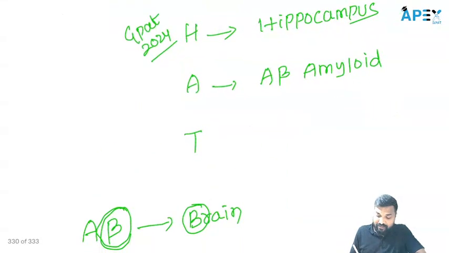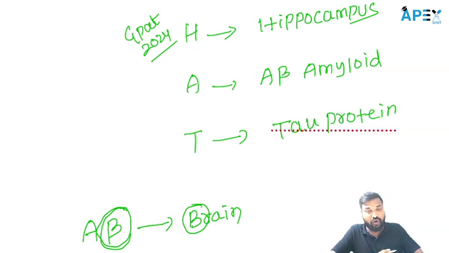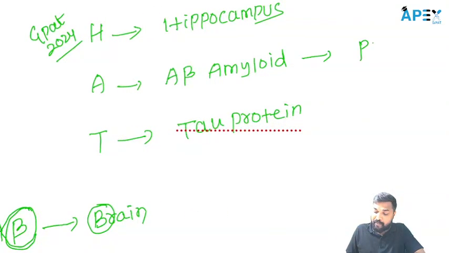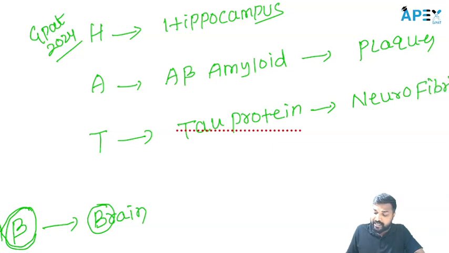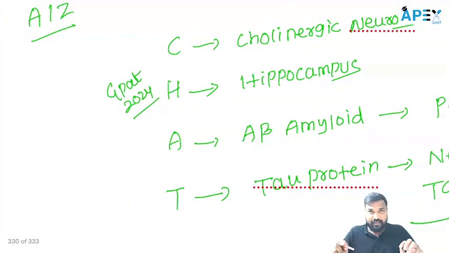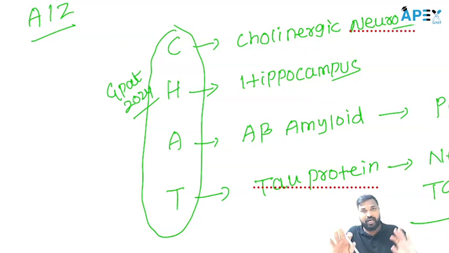The next one, T, stands for the tau protein. Another protein involved in Alzheimer's is the tau protein. A beta amyloid causes amyloid plaques, and the tau protein produces neurofibrillary tangles. That is the important mnemonic and trick. Just remember the chart and you can answer all the questions.